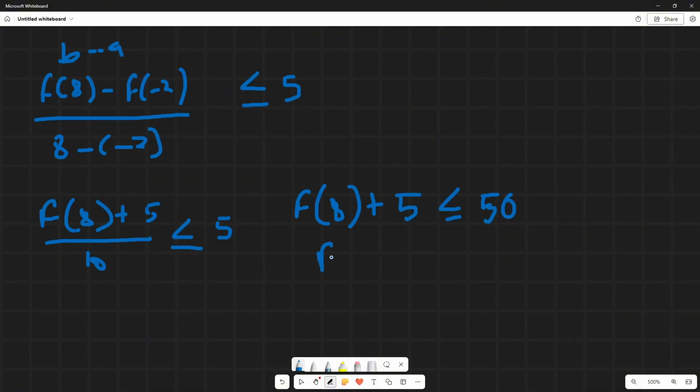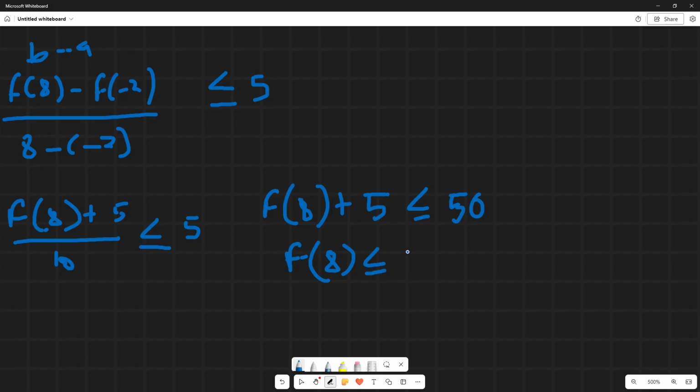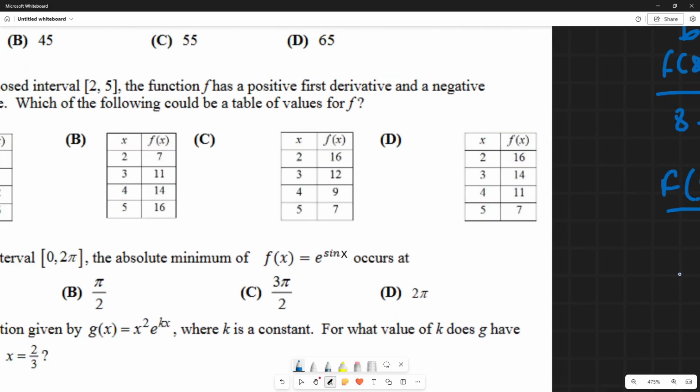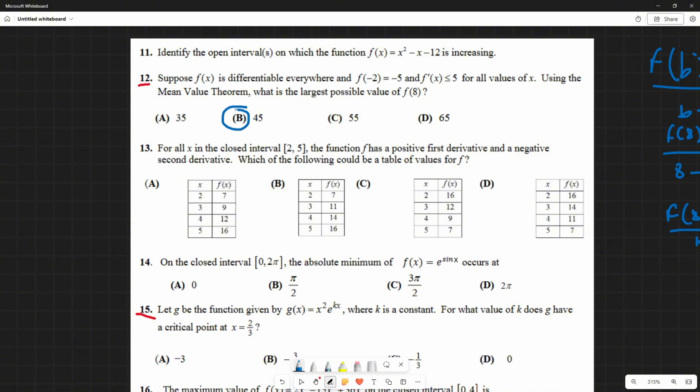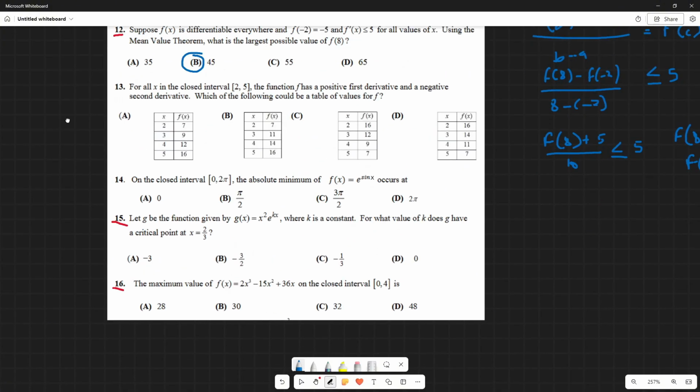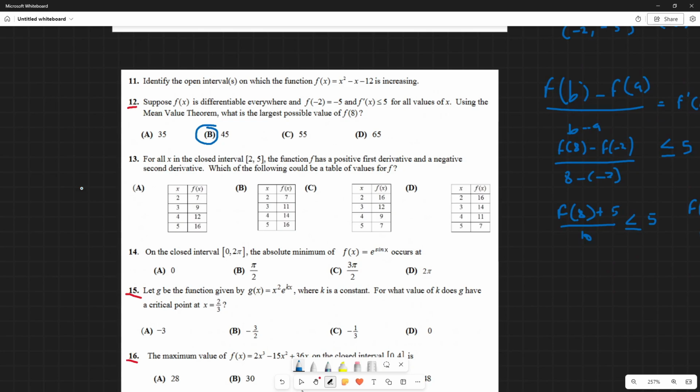Subtract 5 from both sides. That means that f of 8 is going to be less than or equal to 45. So our largest possible value is 45, meaning our answer choice is B. So now Alonzo's going to do the next 2 questions, and then I'm going to do the last 2 questions.